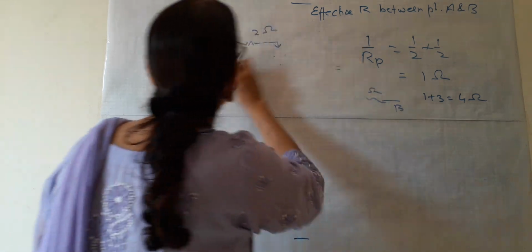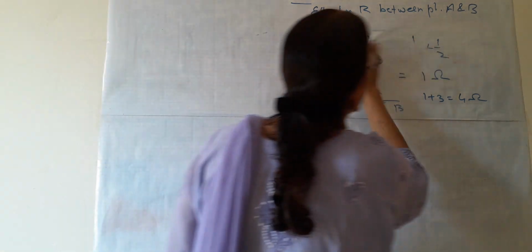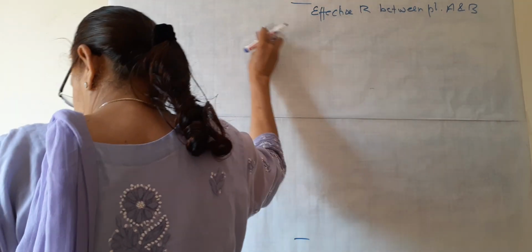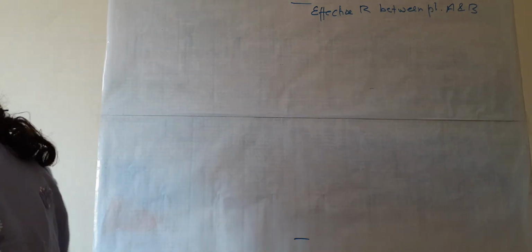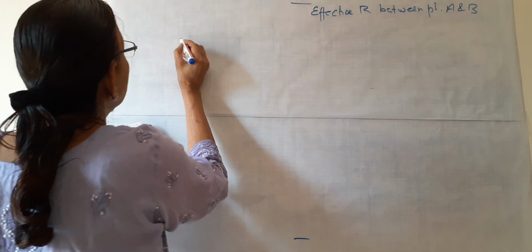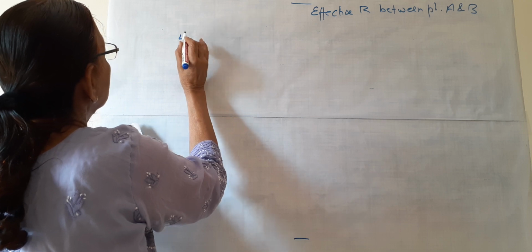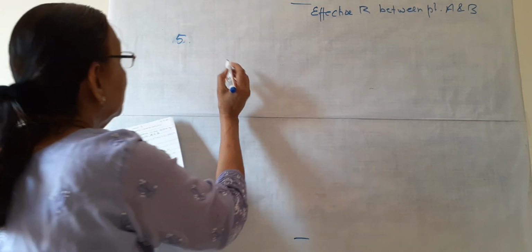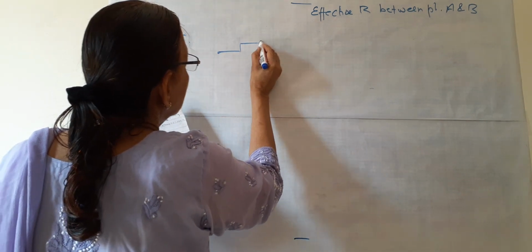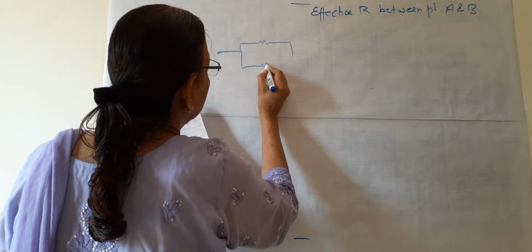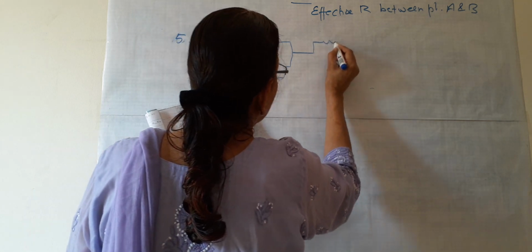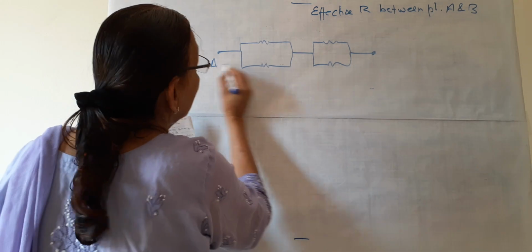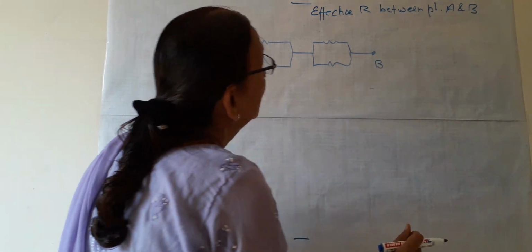So now let me do one more. Instead of the fourth, I will write the fifth one first. Again, this is simple. This is A and again this is B.